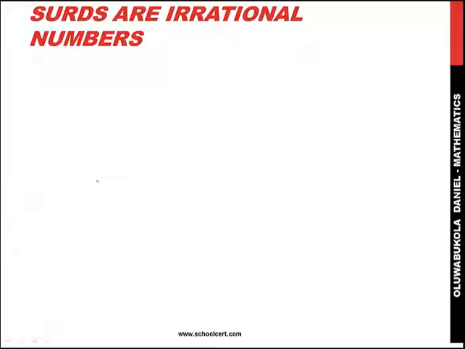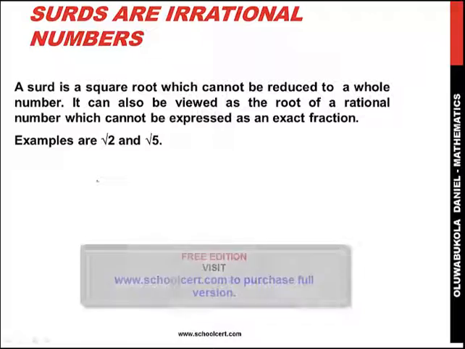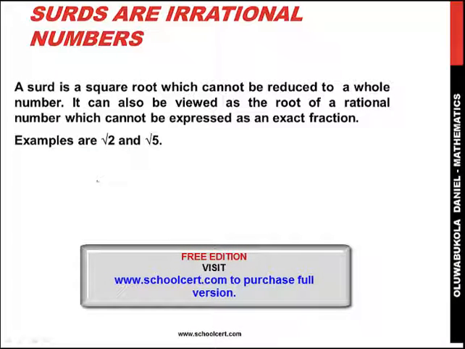So what are surds really? A surd is a square root which cannot be reduced to a whole number. It can also be viewed as a root of rational numbers which cannot be expressed as exact fractions. An example of this would be root 2 or root 5. If you look at root 2, for instance, you cannot break it down further, and the same thing goes for root 5.